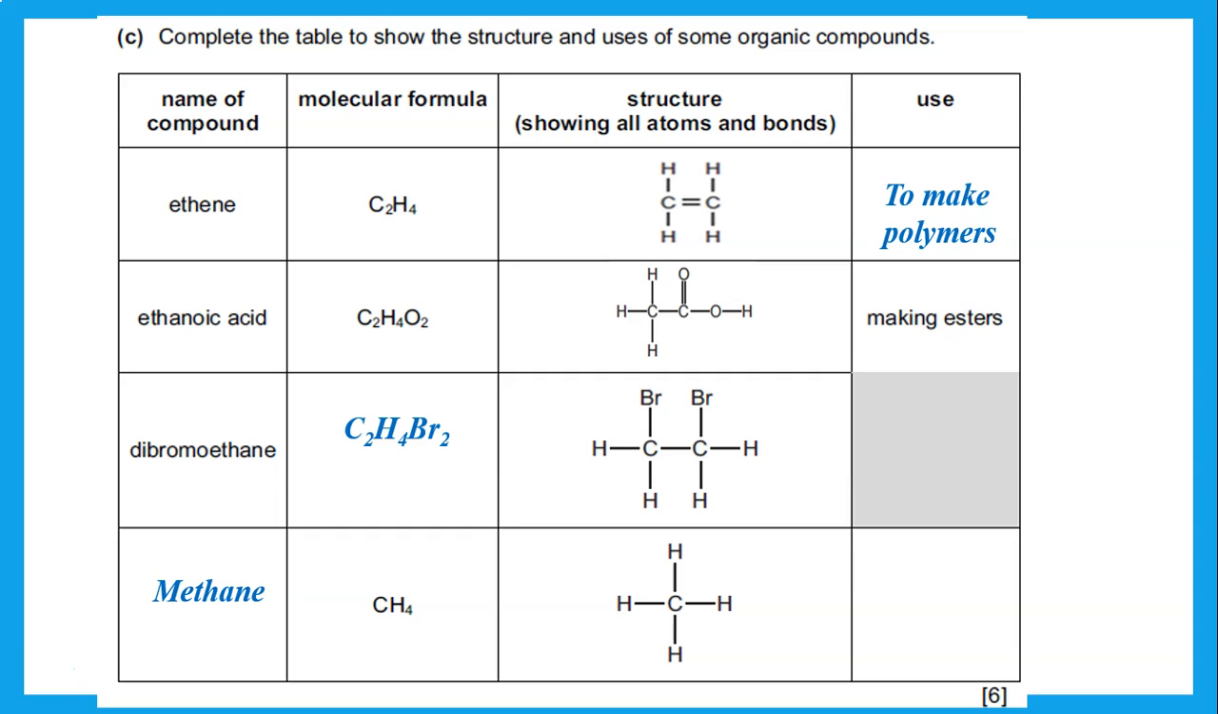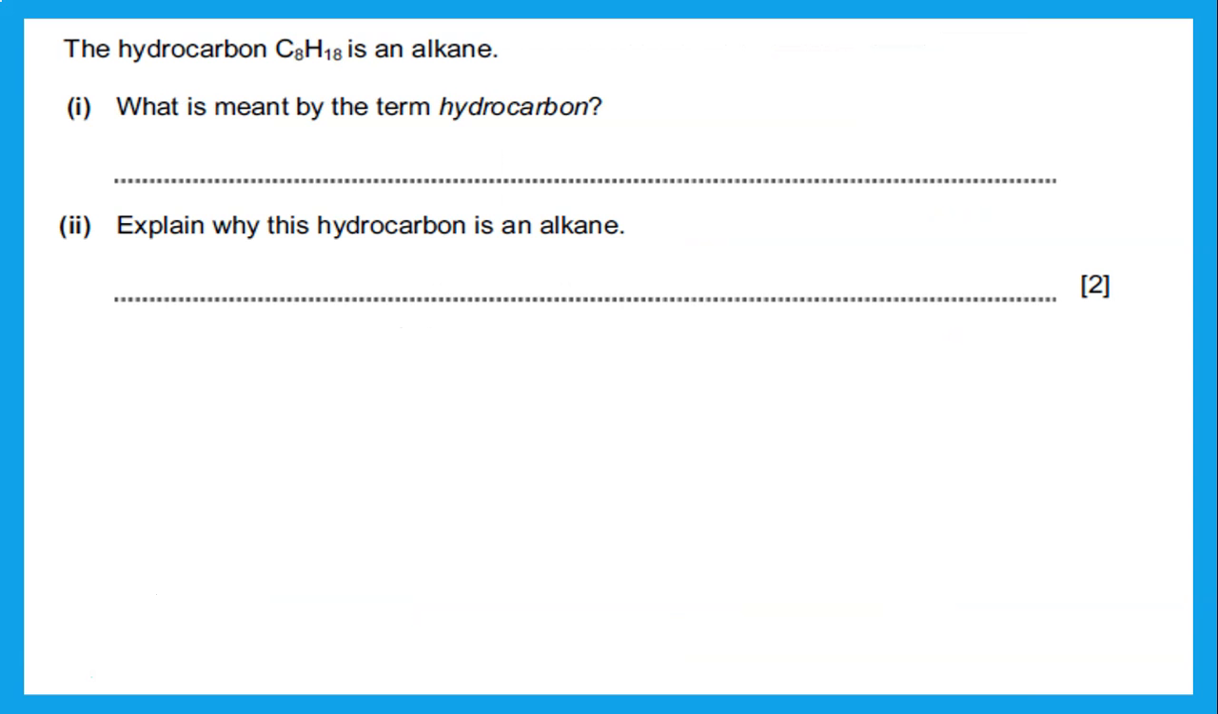What do we use methane for? Remember, we said that methane is the main constituent of natural gas. And what do we use natural gas for? Fuel. So when we're required to write what we use methane for, don't say as natural gas. We don't use it as natural, it is natural gas. And what do we use it for? We use it as a fuel.